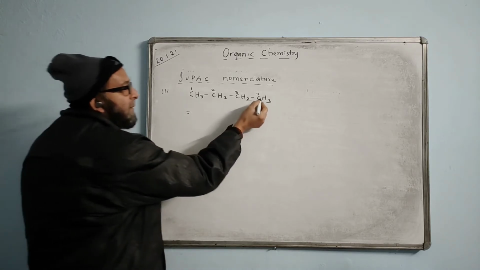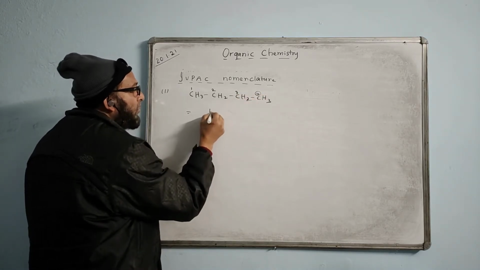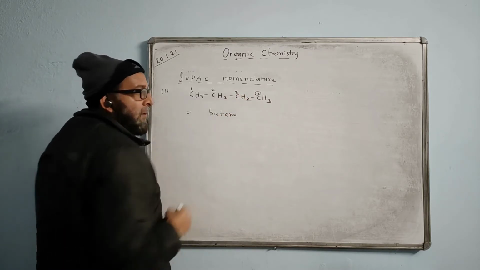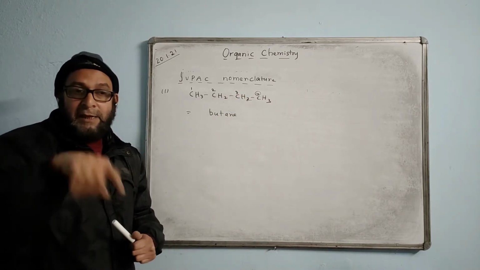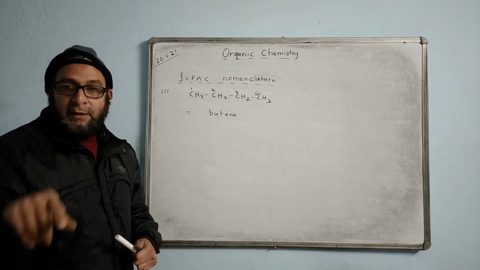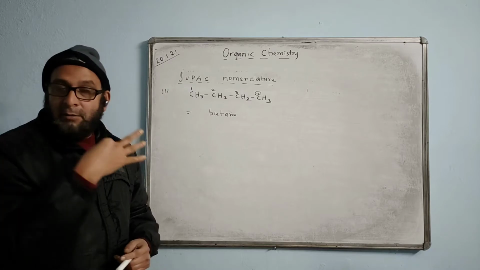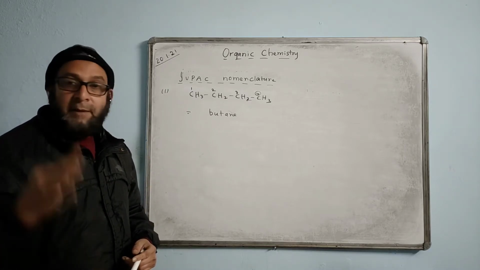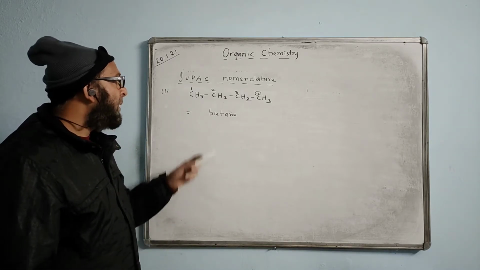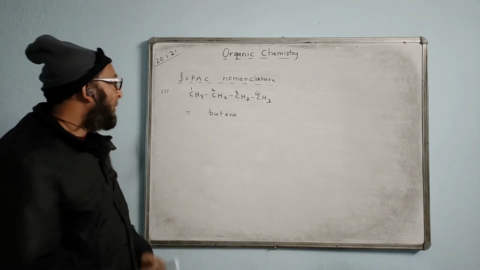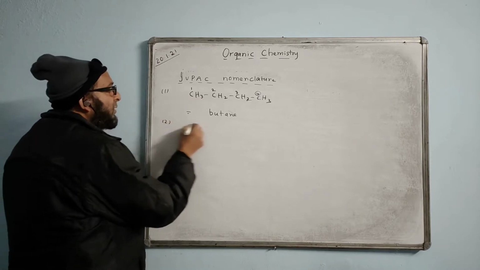The last number of carbon is 4. What do we call it? But. Single bond coming, we write ane. Double bond coming, we write ene. You have to end up with ene. Triple bond coming, we say yne, alkyne, if there is triple bonding coming. So what is the name of this compound? We say butane. Done.